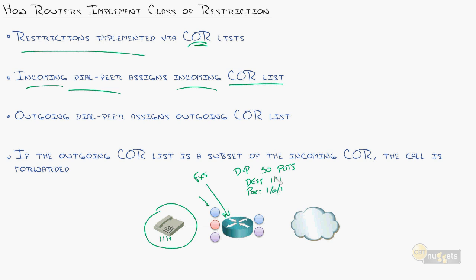Now you might be going, well, isn't that the outgoing dial peer? Well, it is. But if there is no outgoing call, and this guy picks up, the incoming dial peer is going to be like, oh, this is port 1/0/1. I'm going to match that. So this actually becomes the incoming dial peer.